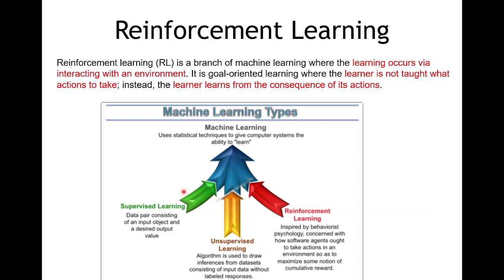So if the environment rewards it positively, then the agent may repeat the same action again. However, if the environment rewards it negatively, then the agent may think that the action it took probably is not the right choice, so it may think to take a different action.